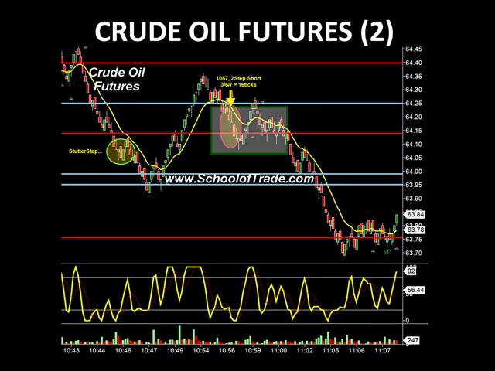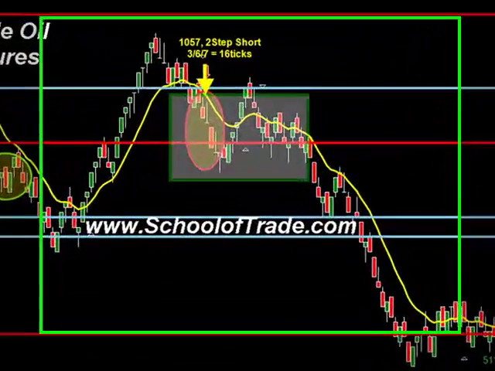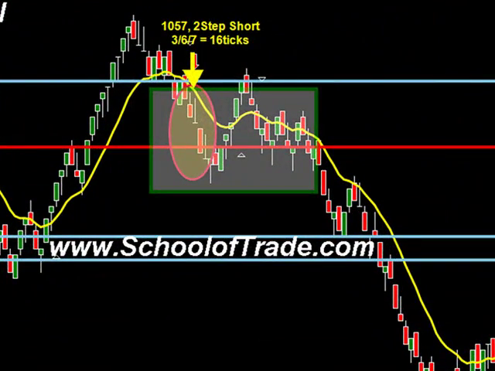Last trade of the day, guys, here on crude oil. This is our last trade of the day, just before 11 o'clock, 10:57. This is a two-step short. Of course, this fill was at 64.23 on this two-step short. Took profit at 3, 6, and 7 for a total of 16 ticks.